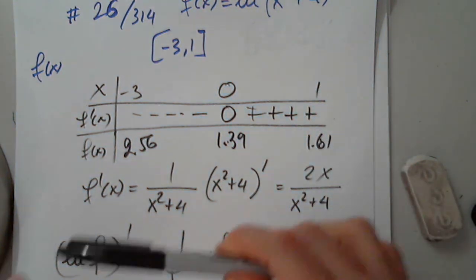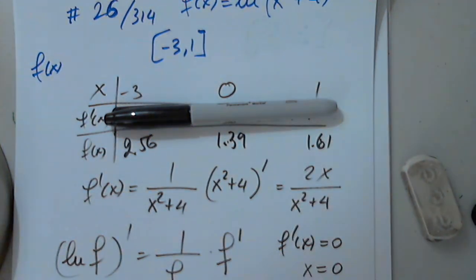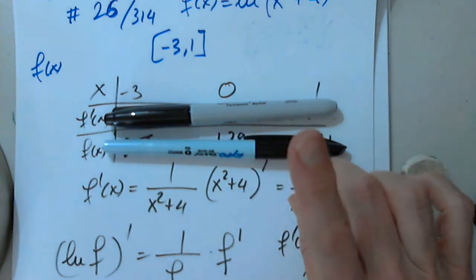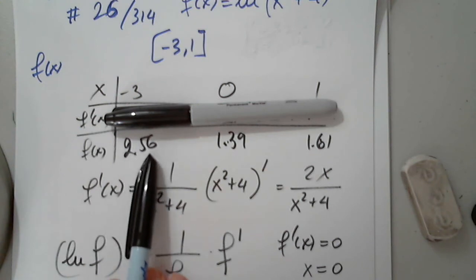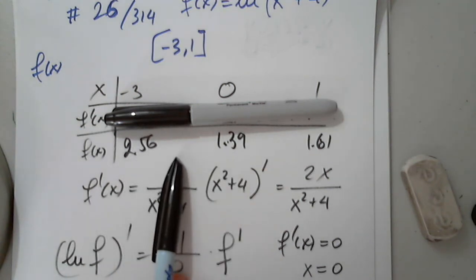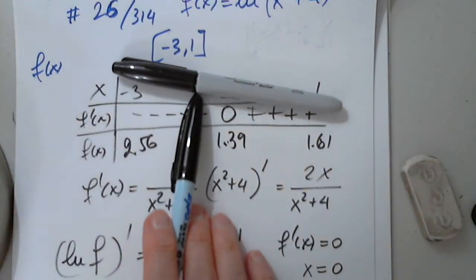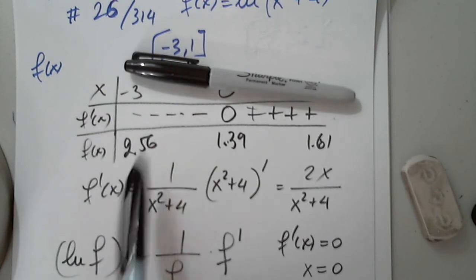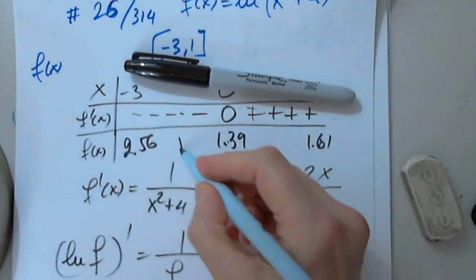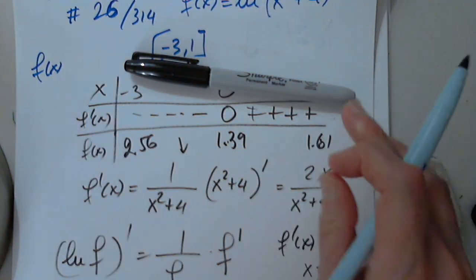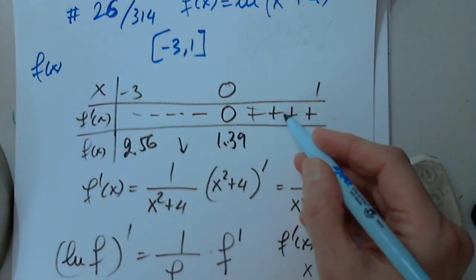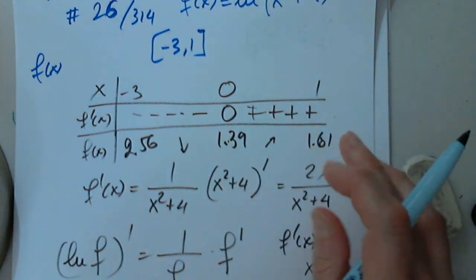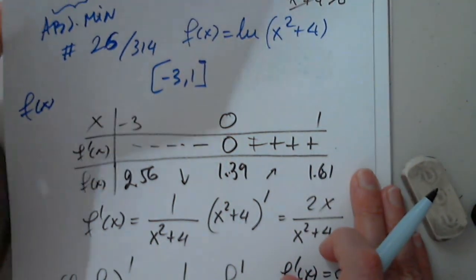This is the moment of truth. Right now, I check whether these two rows work well together. If they don't, I realize that there is an error and I have to start from scratch. 2.56 to 1.39. What does the function do? Decreases. Is that supported by the sign of the derivative? Yes. Perfect. From 1.39 to 1.61, what does the function do? Increases. Is that supported by the sign? Yes. Perfect. So now we have to figure out what these points represent.